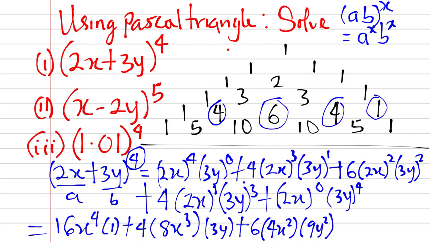Then plus 4. We are under this second part now. So 4, 2x all raised to power 1. That will become 4 into 2x. Then 3y all raised to power 3. That will become 27, because 3 raised to power 3 is 27. So 27y raised to power 3. Are you seeing that now?